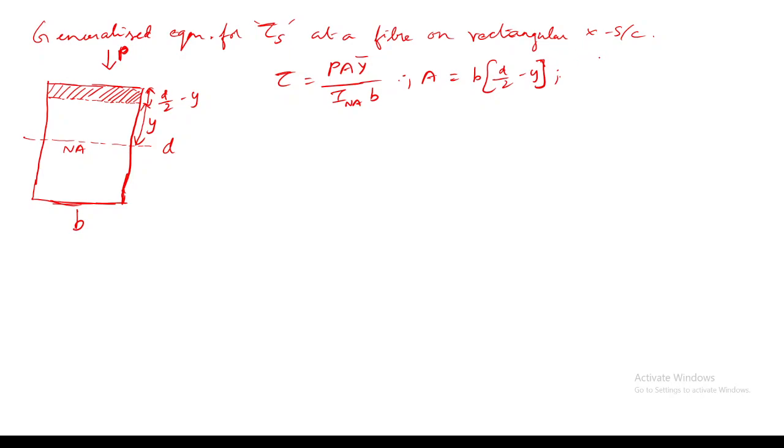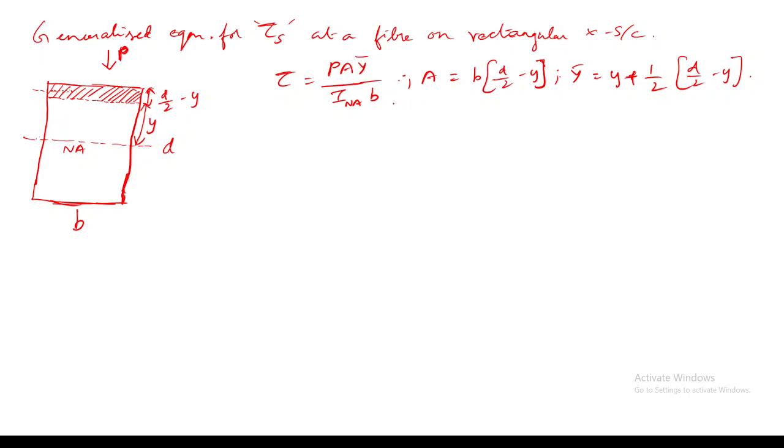And what is y bar here? What is y bar actually by definition? Yes, the distance of the centroid of the hatched portion from the neutral axis. So what will be y bar here? It is nothing but y plus half of d by 2 minus y. This is the area of the hatched portion, so the centroid will be at half of this d by 2 minus y. So if you take the distance from the neutral axis, it will be y plus half of d by 2 minus y.